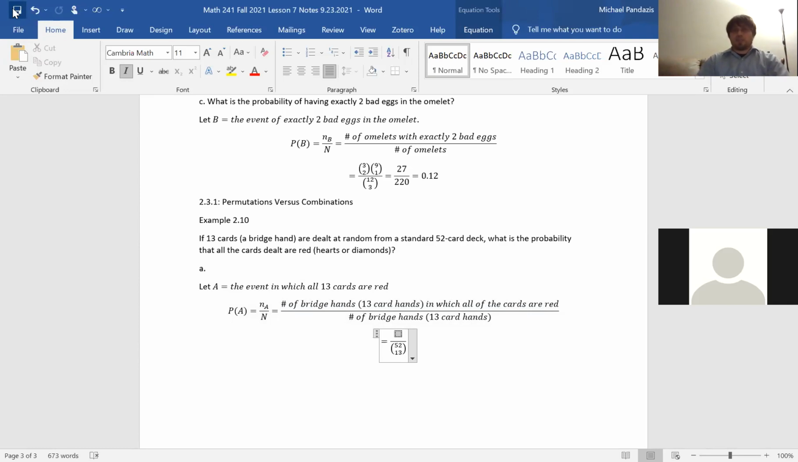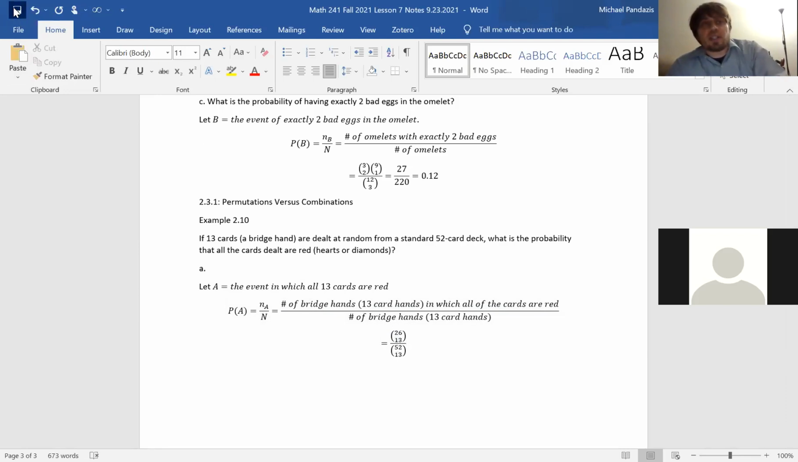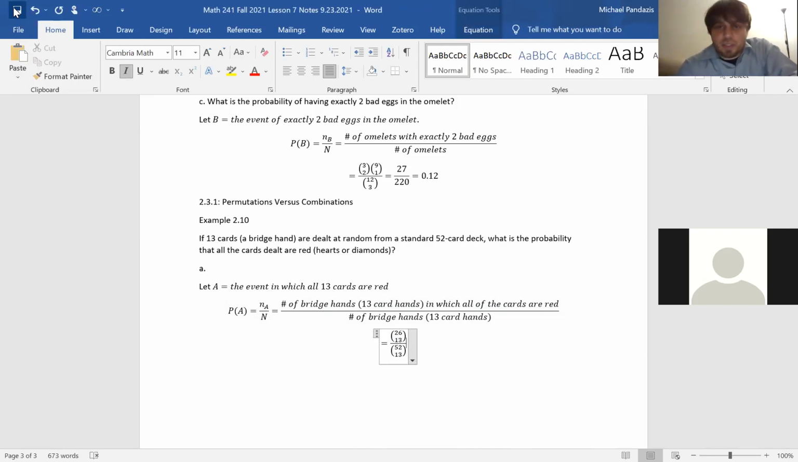Okay, so now you want to build a bridge hand using only those 26 red cards. And so since you have 13 cards of a bridge hand, you want to choose 13 of them. So you have 26C13 many bridge hands that consist only of red cards. That makes sense? So you want to choose 13 out of the total 26 red cards in the deck, 26C13.